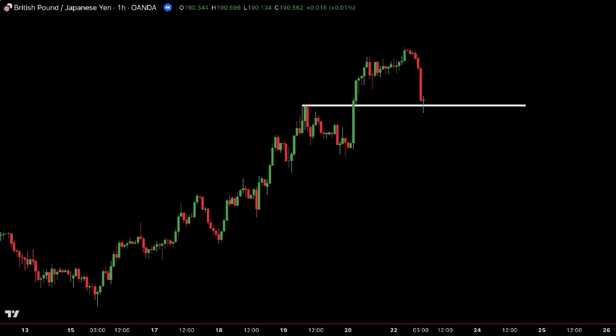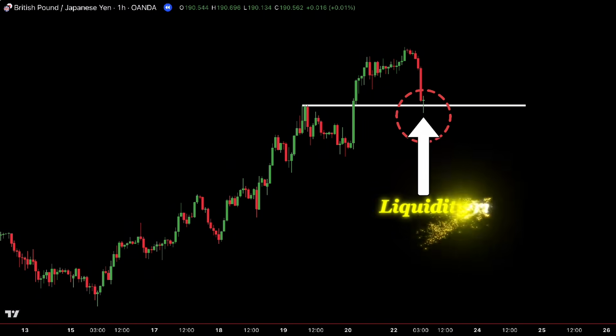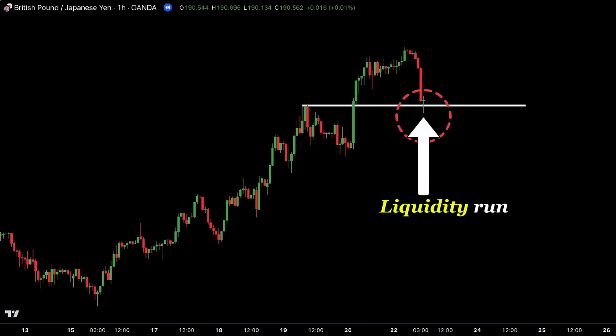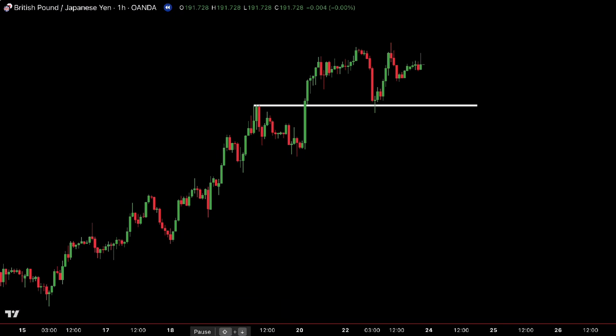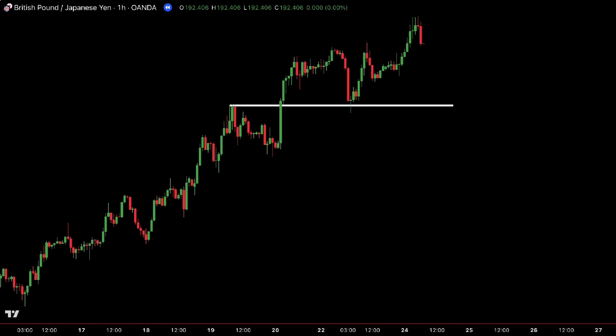Here's what happens next. Price retraces back into this new support, briefly breaks below the level, and then closes back above it. This behavior is a textbook bullish liquidity run. It shows that institutions temporarily pushed price below support to collect liquidity before driving the market higher. Immediately after the liquidity run forms, price continues upward, creating another impulsive move and extending the uptrend with new higher highs and higher lows.